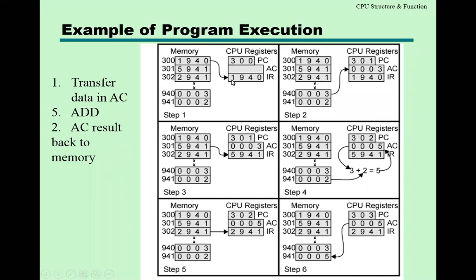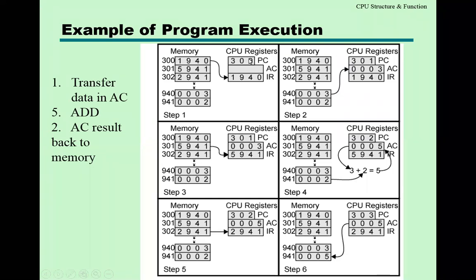What is the 1? 1 is nothing but a unique control signal. What is the meaning of 1? Transfer data into the accumulator. Which data actually? The data at the location 940. At 940, the data is 0003. So this data will be loaded into the accumulator. Here you can see the data loaded into the accumulator.